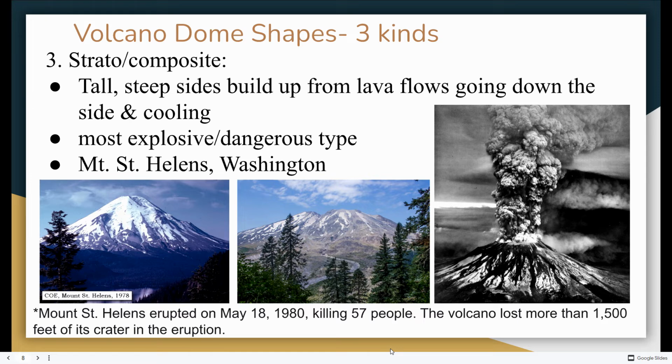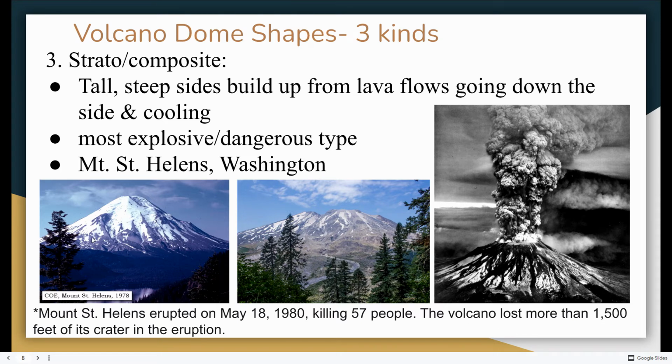Third type of dome. Hopefully that was a video that you enjoyed. The third type of dome you can see is called a strato, or a composite volcano. This is the tall, dramatic volcano that you're used to seeing. So this is Mount St. Helens. This is up in Washington. This is what Mount St. Helens looked like in 1979, early 1980. In 1980, it erupted. That's what this right-hand picture is, Mount St. Helens erupting. When it erupted, it blew off more than 1,500 feet of the crater.